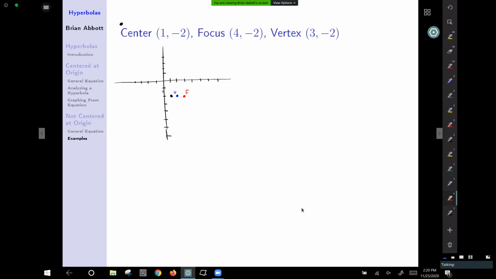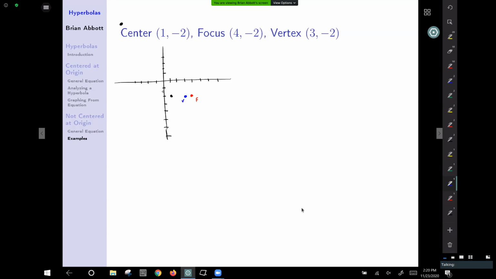Okay, so now we know our center and the vertices. Have I done that wrong? Yes, I absolutely have. Let's erase this and actually graph these correctly. Okay, so our focus is 4, -2. I'm sorry, focus. There we go, there's our focus. And our vertex is 3, -2. Now you can see what I said, the earlier advice of be careful, draw good graphs.